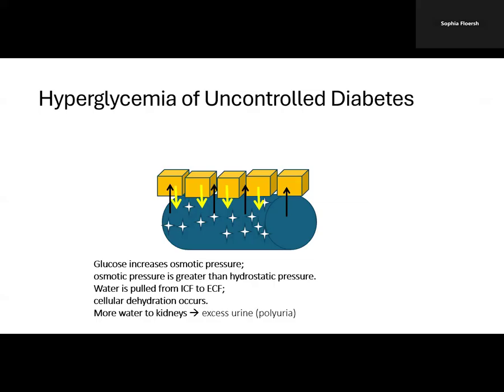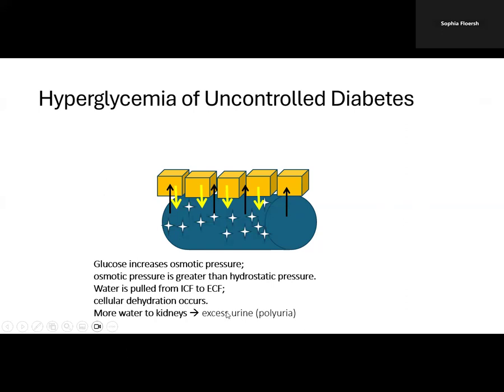Glucose increases osmotic pressure. Osmotic pressure is greater than hydrostatic pressure. Because remember, before they were supposed to go at the same rate. Now they are not even. Water is pulled from the intracellular fluid to the extracellular fluid. Uh-oh, now we got all this fluid that's no longer in the cells, and instead it's in the extracellular fluid.